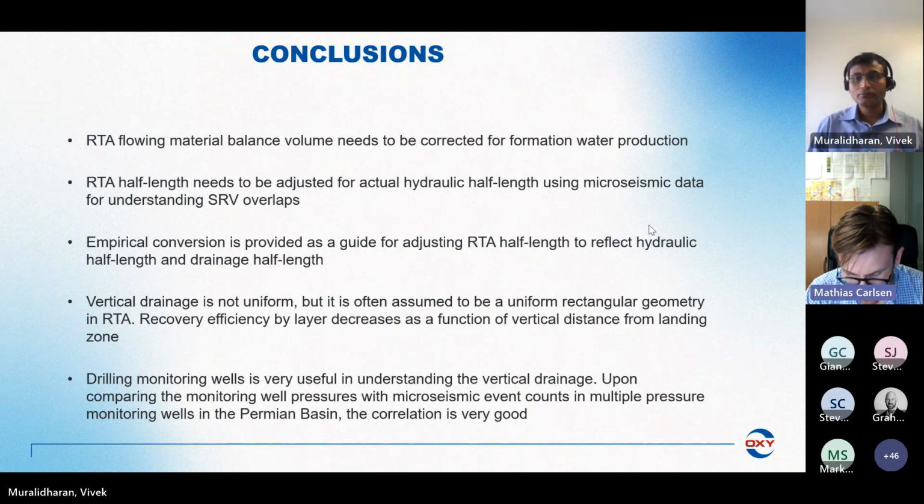Yeah, 100%. Last question from Austin: how do you reconcile hydraulic versus conductive fracture dimensions? Is the assumption that the SRV via microseismic is a proxy for drainage dimensions?